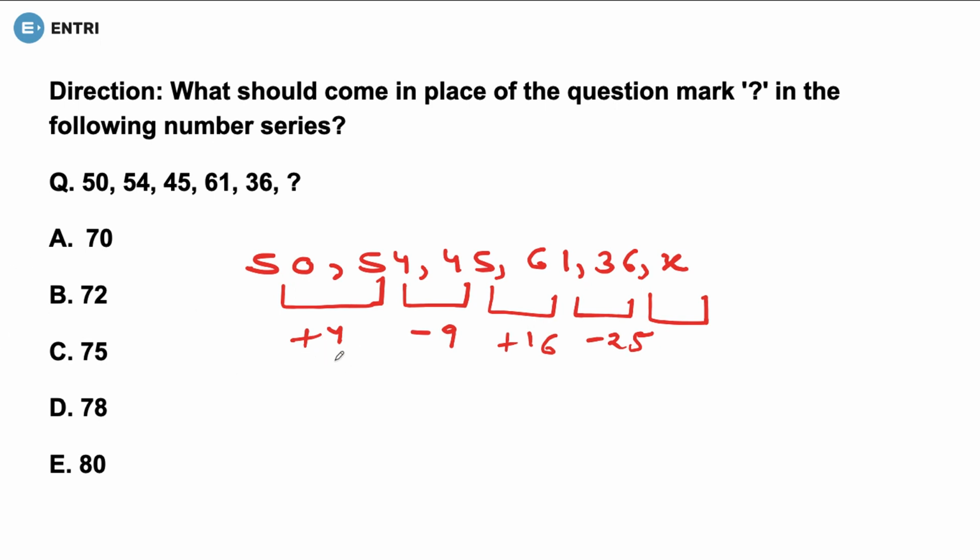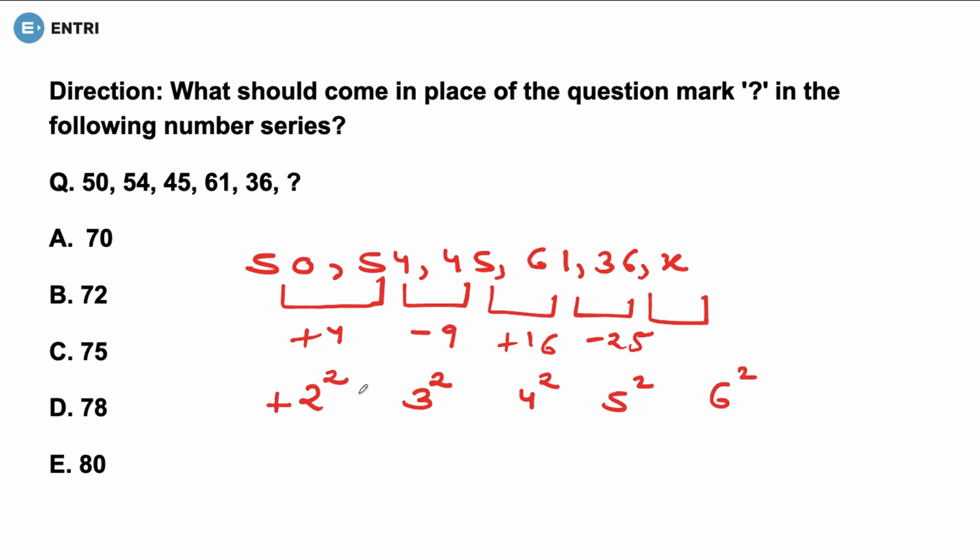It was plus 4 here, then it was minus 9, then it was plus 16, then it was minus 25. And this is clearly showing me that first it is 2's square, then 3's square, then 4's square, then 5's square. That means here 6 square will come. But it was in an alternating way.